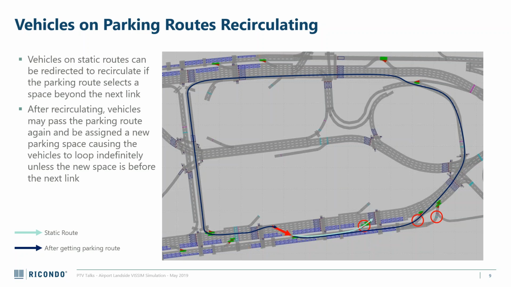So just maybe including an option in the parking routes to say, ignore all parking that's not on your links for your static route, something to that effect.